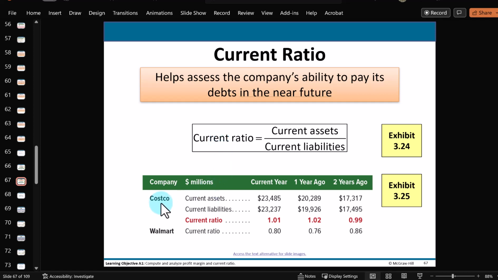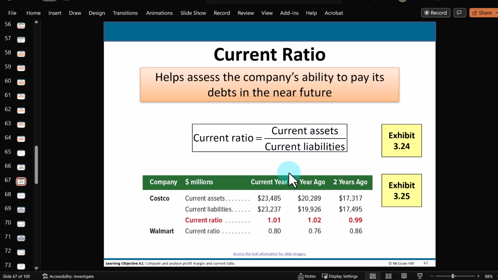In the case of big companies like Costco and Walmart, this is probably good for them. A 1.01 current asset to current liability ratio. Here, to me, this is a little small, but looks like it's working for Walmart. The main thing, the way to interpret this is, in the case of Costco, they have $1.01 of current assets to help them pay off $1 of current liabilities. In the case of Walmart, they have 80 cents of current assets to pay off $1 of current liabilities.